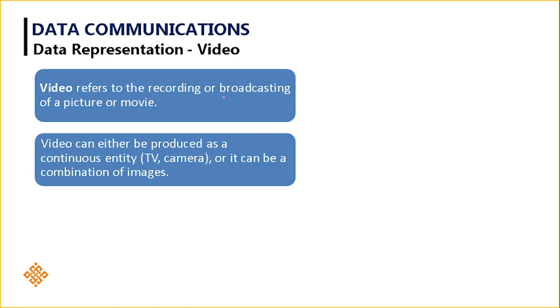Next we have video. Video refers to the recording or broadcasting of a picture or a movie. Video can either be produced as a continuous entity or it can be a combination of images, which we call discrete values. Both are possible.